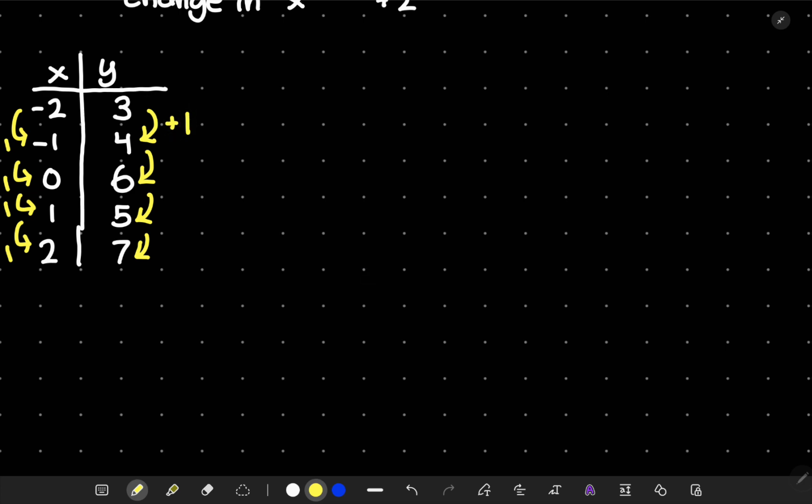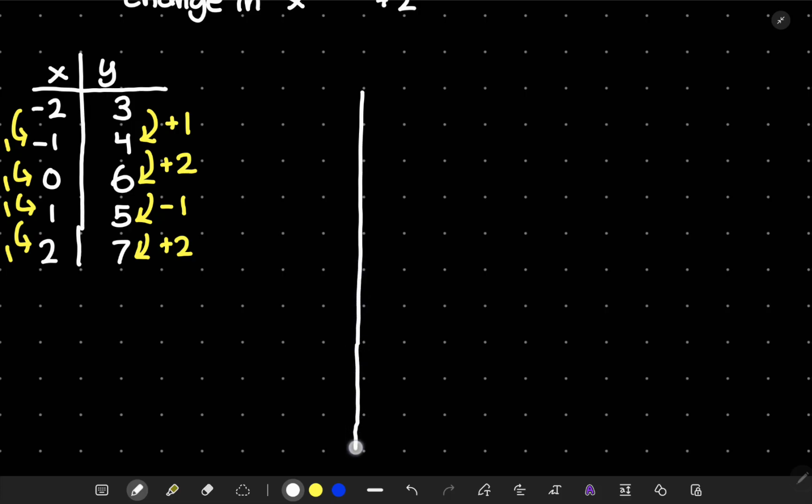What about 4 to 6? Well, from 4 to 6, it's going to be plus 2. And then how do I go from 6 to 5? Well, this is minus 1. And then how do I go from 5 to 7? Well, that's also plus 2. Let's see if this even makes a graph. So what I'm going to do is graph it and see what happens.